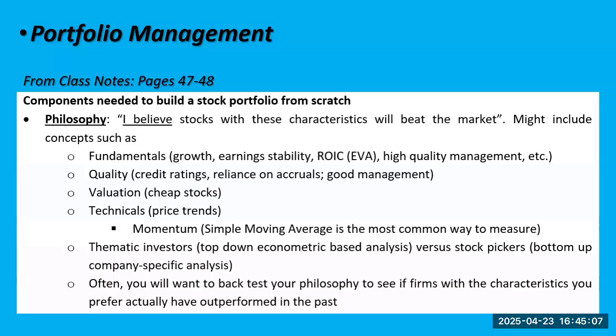You might have a thematic of AI. One thematic I like is innovation. What are those firms that are going to change the world? Looking for those type of firms. So there's a lot of thematic investors. They tend to be top-down type of investors where they have a major theme and they're going to look for stocks that meet that theme.